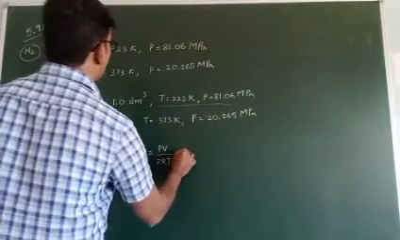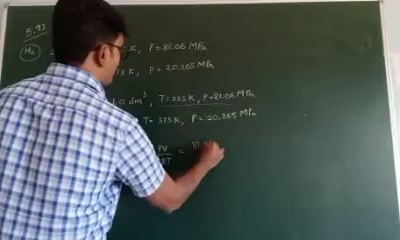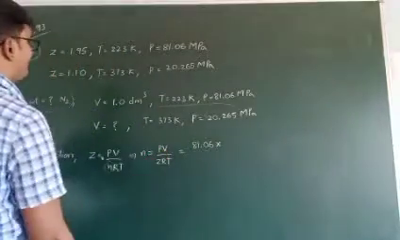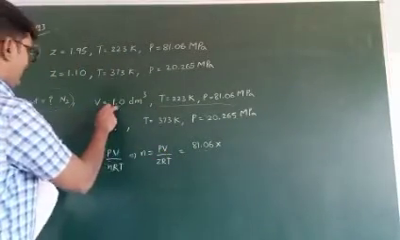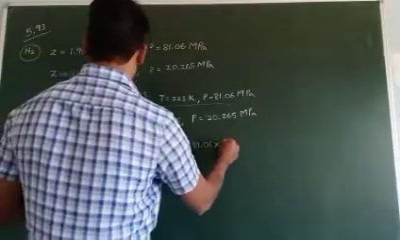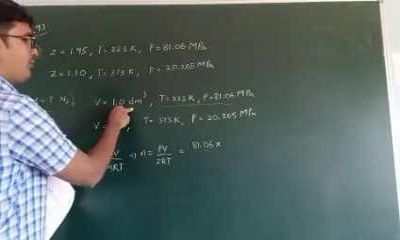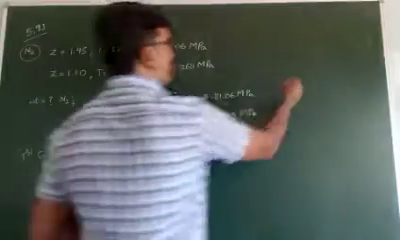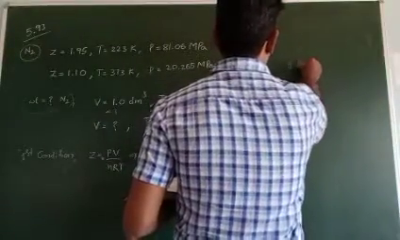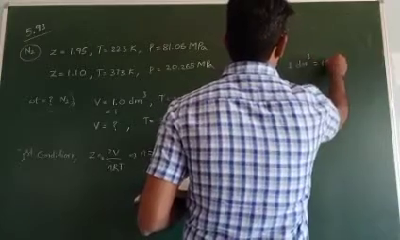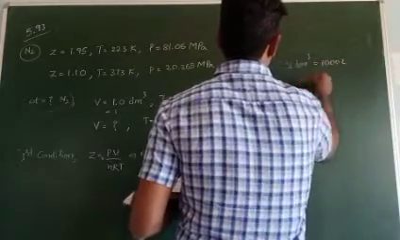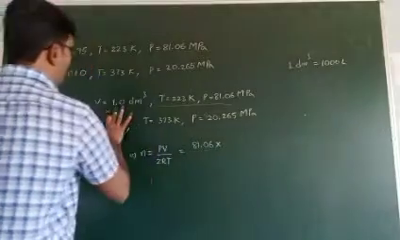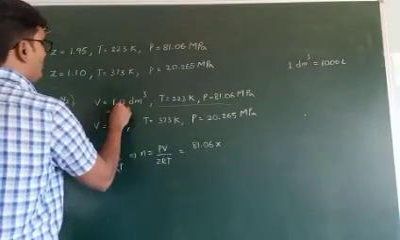So pressure is 81.06 into volume. In the first condition, volume is given, that is 1 dm cube. Remember, 1 dm cube is equal to 1000 liters, meaning 10 cube liters.